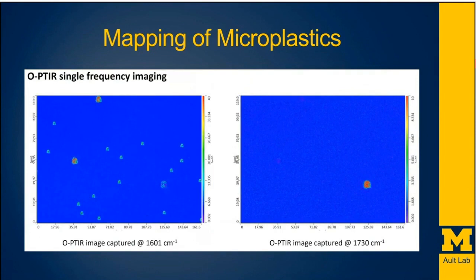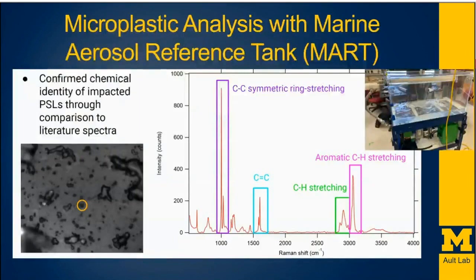So part of what we've started with is just looking at the different sources of microplastics. And excuse me, we're doing that by putting microplastics into our seawater aerosol generation tank. We've started just with the Raman for looking at this, but you can see here that we are able to identify microplastics out of a whole sea of other particles that are just primarily salts coming out of the seawater from our marine aerosol reference tank. And these showed up quite nicely.